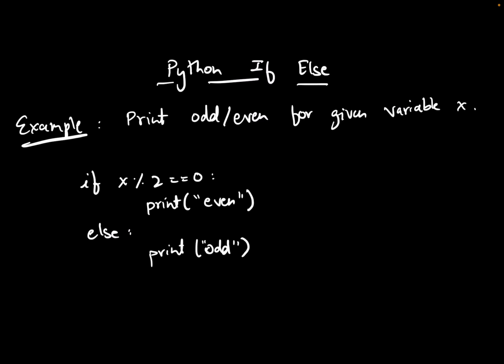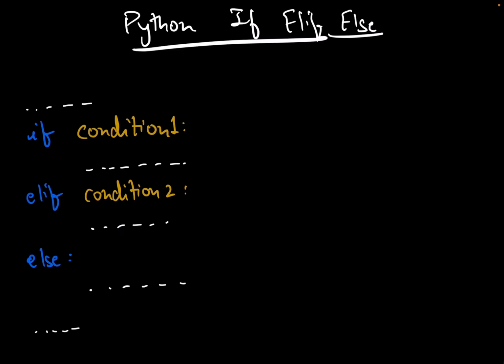Fairly simple? Yeah. Now let's move on to another type of conditional statement, the if, elif, else in Python. So elif here is a shortened version of else if. The way this works is that we can now have 3 conditions, or even more than 3 decisions, or more than 3 indented blocks of code.